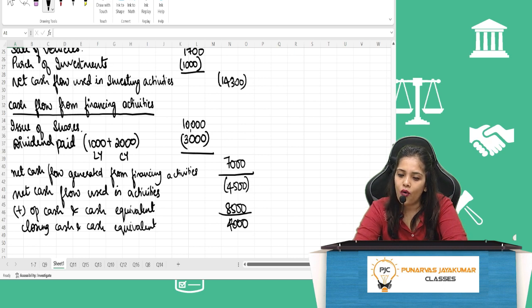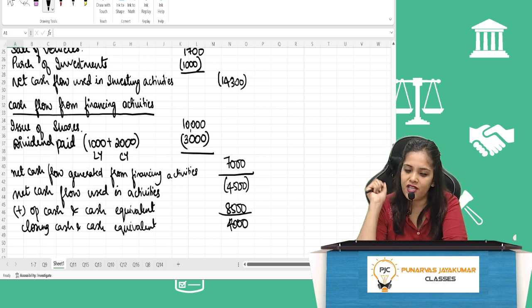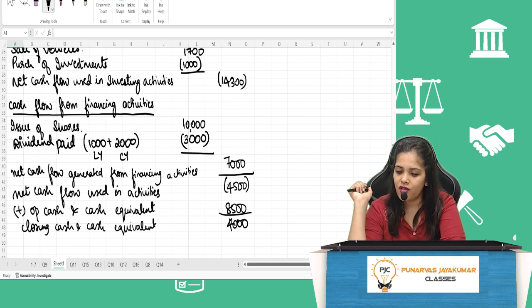Land, opening 6 lakh, closing 8.80, matlab purchased land by 2.80. Machinery, opening 6.40, closing 4.40, inventories, trade receivables, okay, and cash. Okay. Now, additional information. Machinery costing rupees 80,000, whose accumulated depreciation was 24,000, was sold for 40,000. Calculate profit or loss.